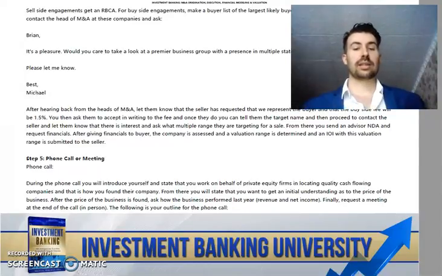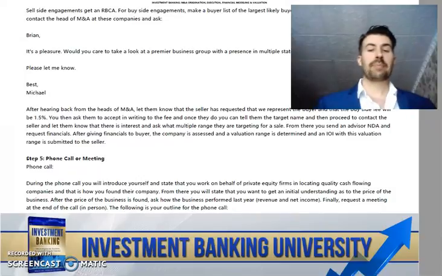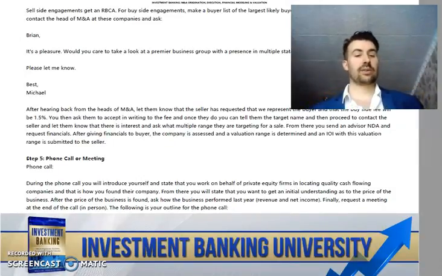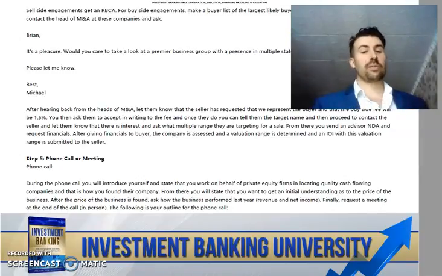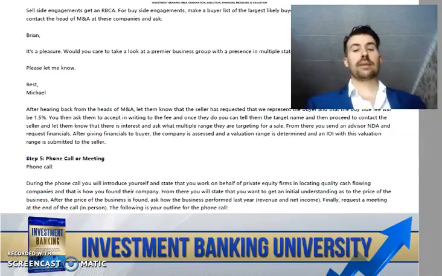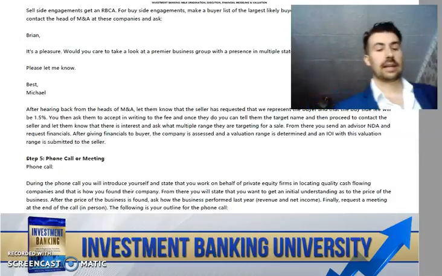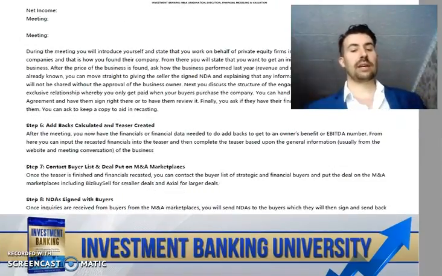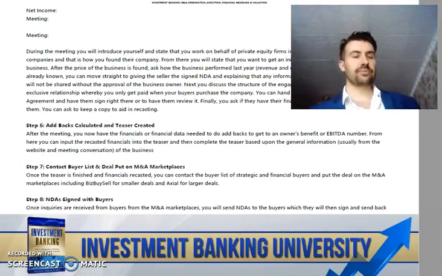From there, you will state that you want to get an initial understanding as to the price expectations of the business. After the price of the business is found, you're going to ask how the business has performed last year in terms of revenue and net income, and then finally request a meeting at the end of the call in person if at all possible. So the following is your outline for the phone call. You want to have an idea in terms of revenues. You want to have an idea in terms of expectations and price of the business and net income, and then ultimately whether or not you're going to be getting a meeting with them.